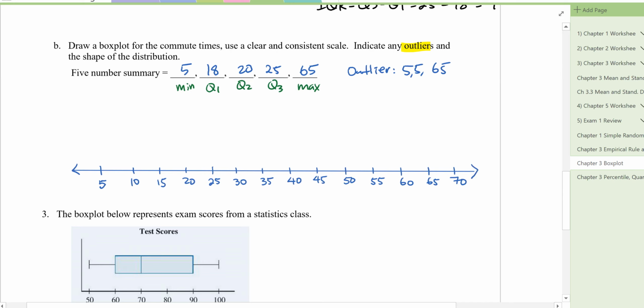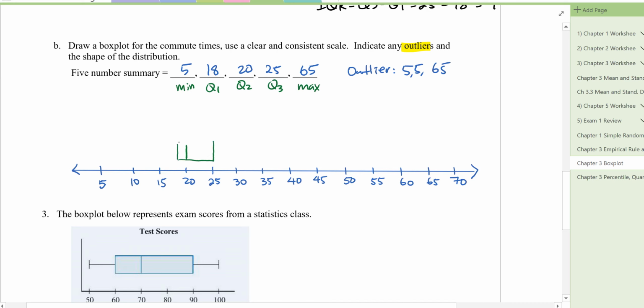So to draw a box plot, first I might look for my Q2. Q2 in this case is 20. So at 20, I'm going to draw a little box right here. And then Q1 is at 18. Notice Q1 and Q2 are really close. So 18 is approximately here. And then my Q3 is 25.